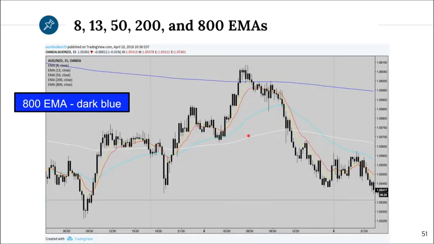The 200 is going to react slower. And the same thing applies when we add in the 800 EMA up top here. The 800 EMA, sometimes I'll call it the blueberry. This is the direction of overall trend in that market. No matter what time frame you're looking at, no matter what it is, the 800 EMA, because it's the longest EMA that we have on our charts, will be the overall direction of trading.